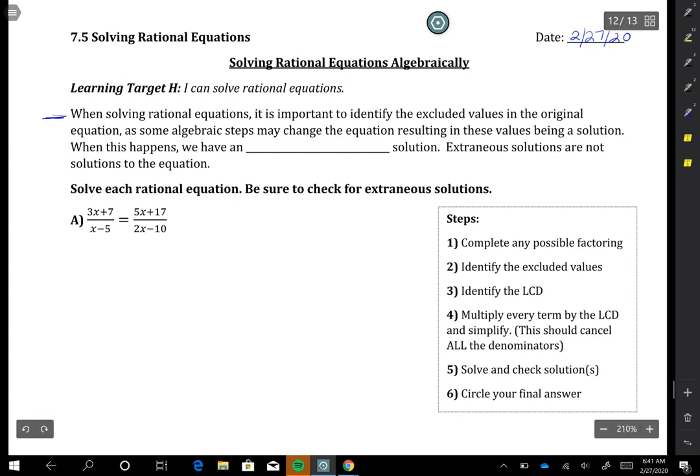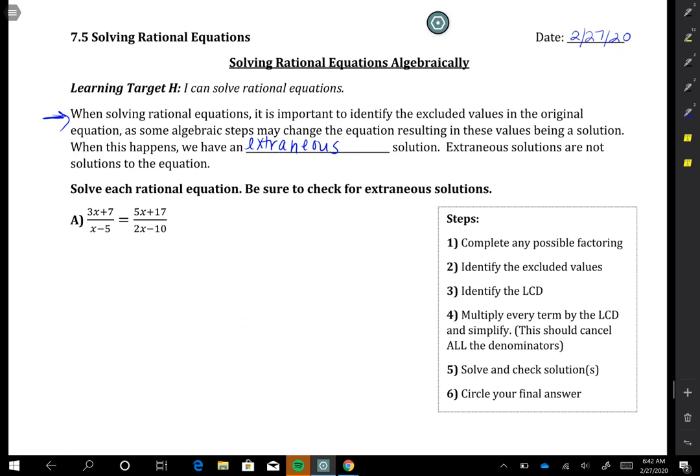In this paragraph, it says, when solving rational equations, it is important to identify the excluded values in the original equation, as some algebraic steps may have changed the equation, resulting in these values being a solution. When this happens, we have an extraneous solution, which we are familiar with. Once we solve, we need to make sure that none of those solutions are one of our excluded values. If they are, it's extraneous, and we would not include that as a solution.